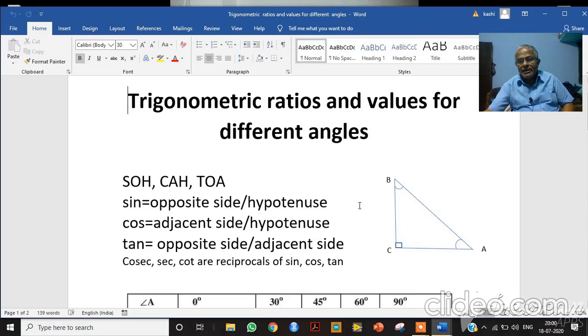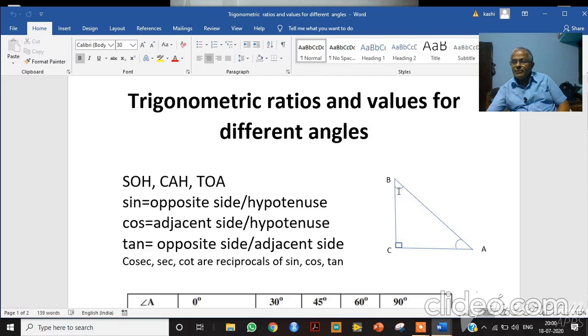You see, for example, take angle A. For angle A, first you have to decide which one is the hypotenuse. The side which is opposite to 90 degrees is the hypotenuse. So AB is your hypotenuse. For angle A, BC is the opposite side, and AC is the adjacent side.